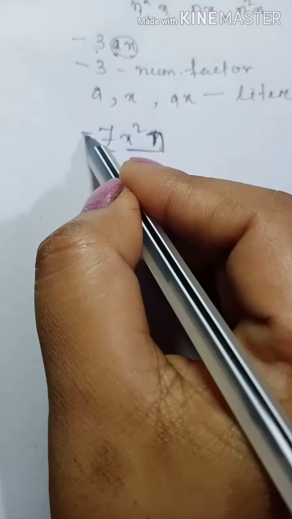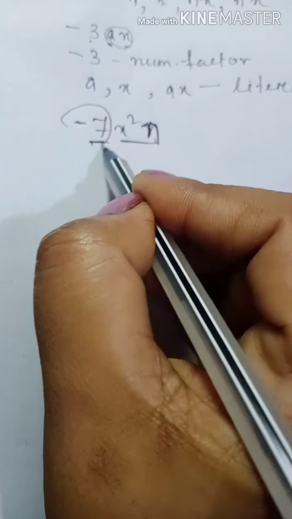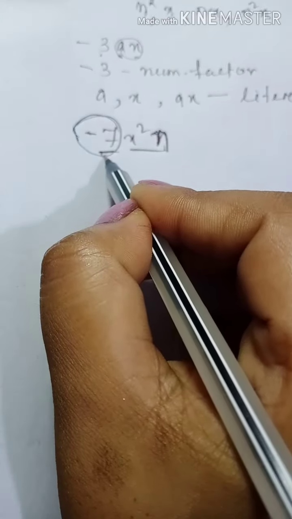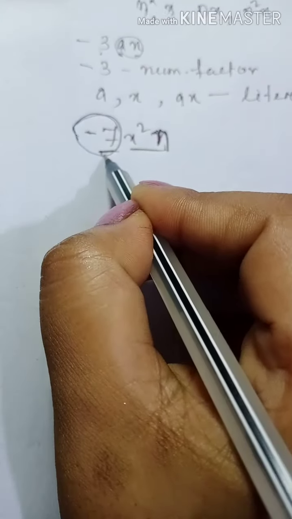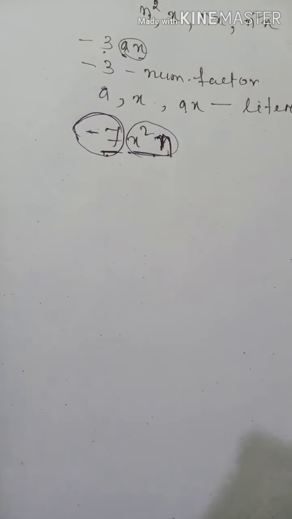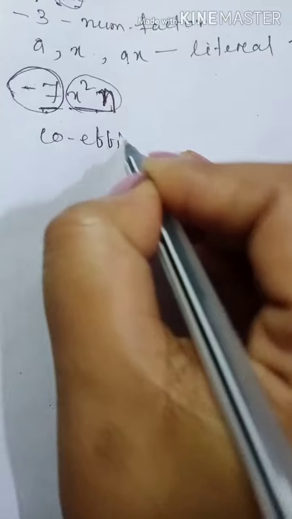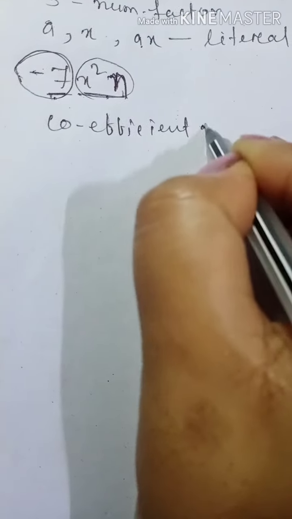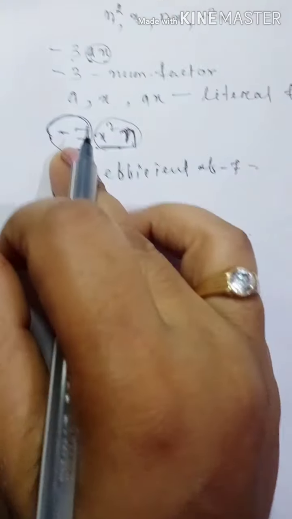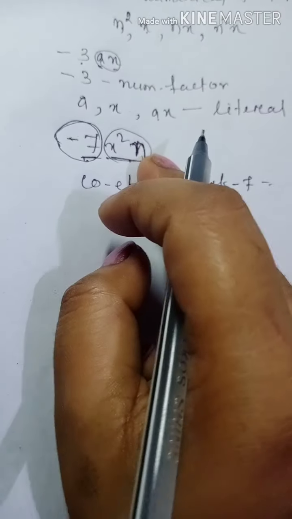If there is, suppose, minus 7n, then minus 7 is the numerical coefficient, and these are the literal coefficients. But if a question is asking for the coefficient of 7, suppose there is a question, coefficient of minus 7, then what will you do? Except 7, which numbers are there? That is the coefficient of minus 7. That means what? Except minus 7, what are the numbers present?